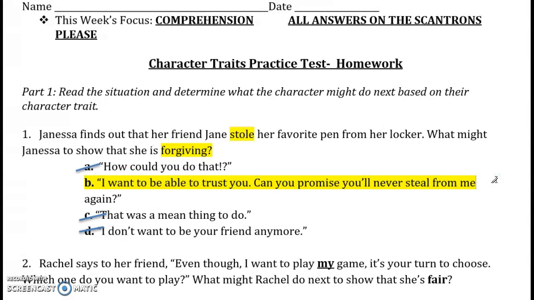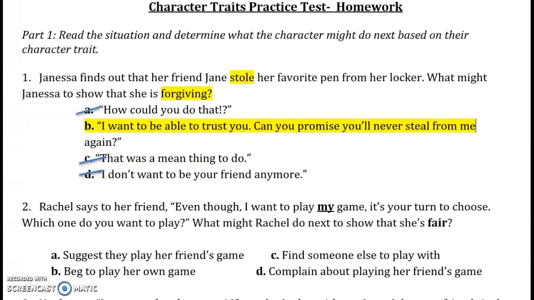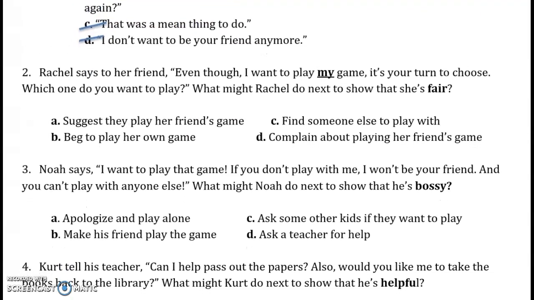B. I want to be able to trust you. Can you promise you'll never steal from me? Again. Yep, if you had that one, you're absolutely right. So let's do the next one. Hopefully it won't take as long.